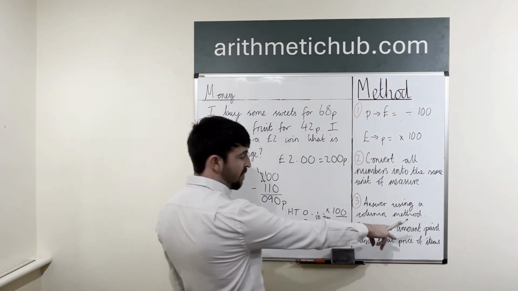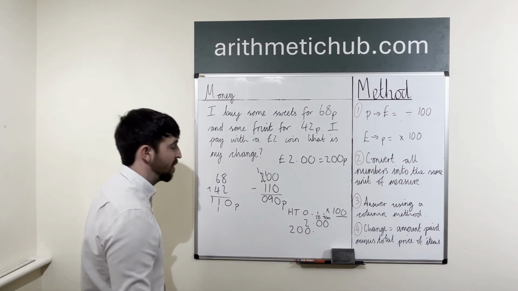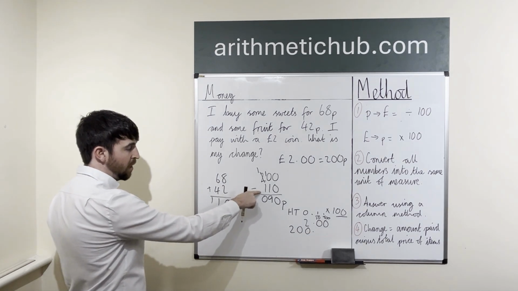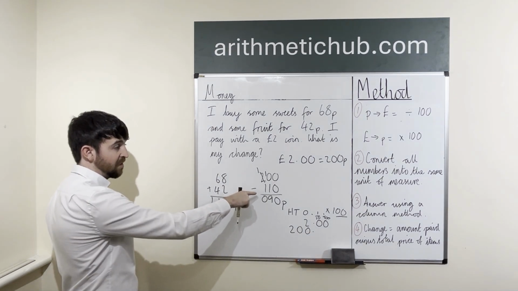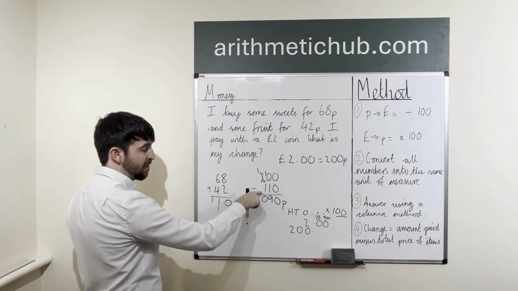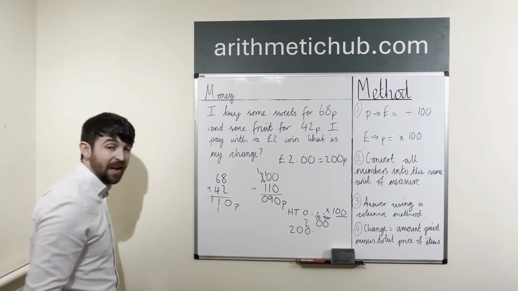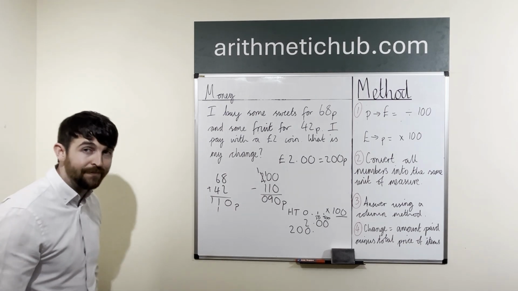So when it says change is the amount paid minus the total price of items, I paid with a £2 coin. The total price of the items was 110 pence. So 200 pence minus 110 pence gave us 90 pence, which was our change.